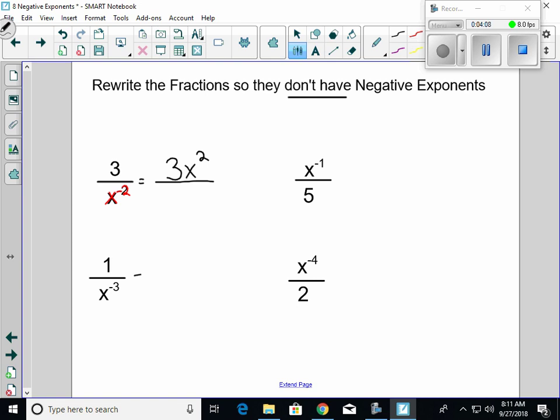Dividing by 1 will not change any number. Okay, let's look at this one. So the 1 is okay. The x is a problem because it has a negative exponent. That is a denominator. It has to switch to a numerator. So it'll be 1x to the 3rd. Again, I don't have to write a 1 in the bottom. I don't even have to write this 1 in front of the x either. I can just write x to the 3rd as my final answer.